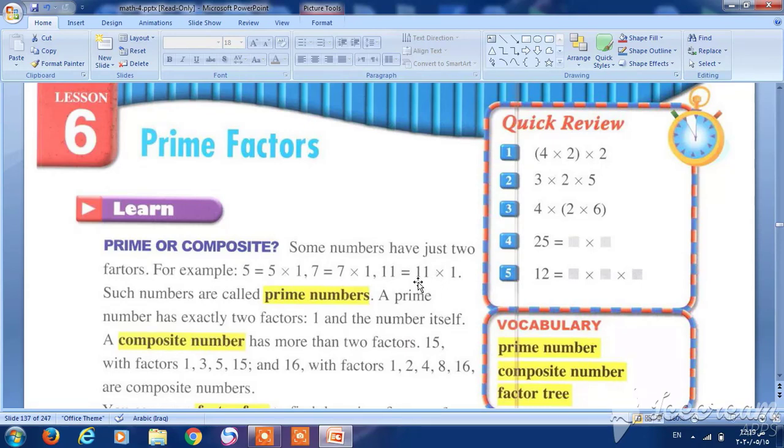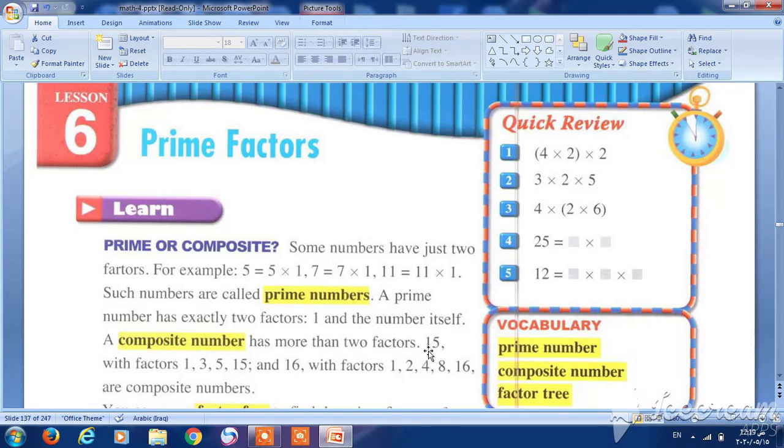So any number that has just two factors is a prime number. And 30 also prime number, and 90 also prime number. And you have composite numbers. A composite number means we have more than two factors.